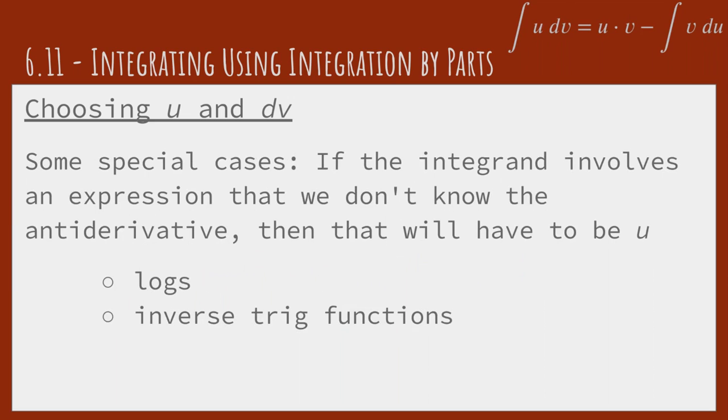So some special cases: if the integrand involves something that we don't know the antiderivative of, that has to be u. So I mentioned this already. We can't choose dv to be something that we cannot take the antiderivative of. So if we have a logarithm, if we have an inverse trig function, those are things we can't take the antiderivative of easily. And if we do take the antiderivative of those, they actually are pretty complicated. So we want to be able to take the derivative of those things. So if you see a natural log, if you see an arctangent, that's usually going to be your u, and then what's remaining will be your dv.